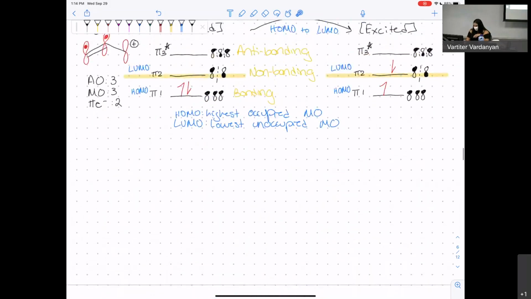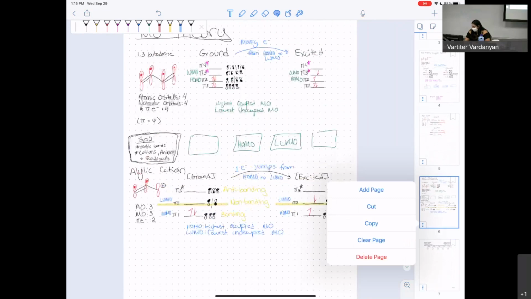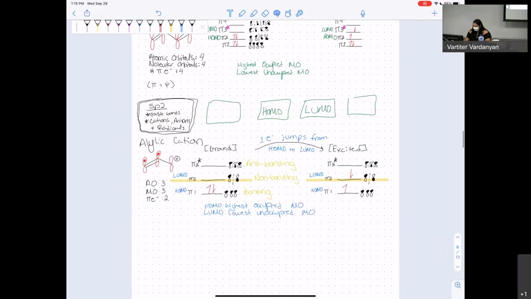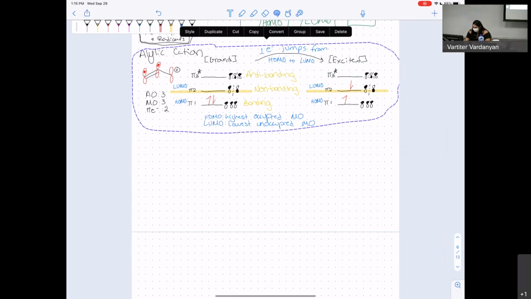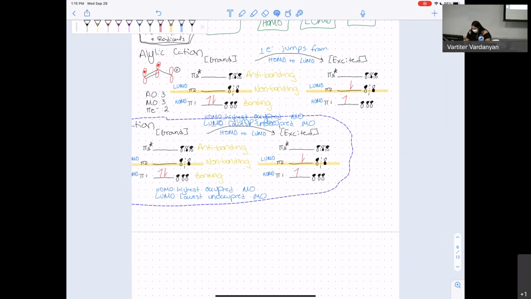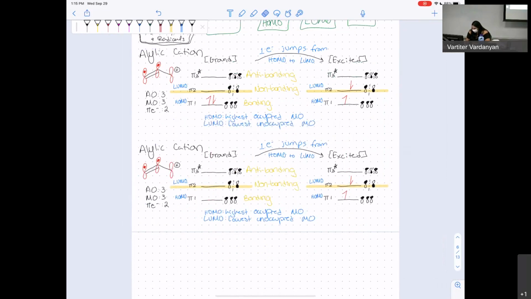Sorry if the scrolling is annoying anyone. All right, so for the cation, anion, and radical, they're going to have very, very similar diagrams. So what I'm going to do, just to make life easier, is I'm going to copy it. So you don't have to sit here and watch me struggle for an hour. And I'm just going to change very small things.